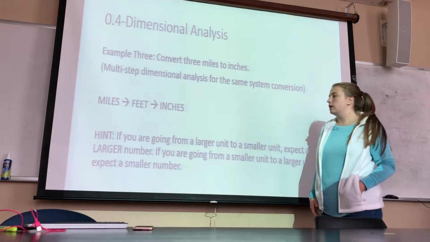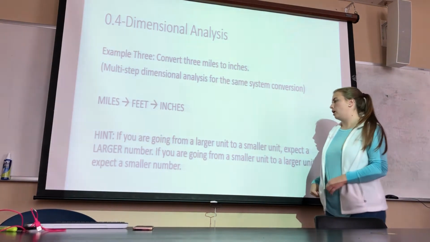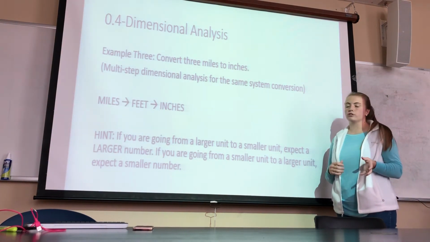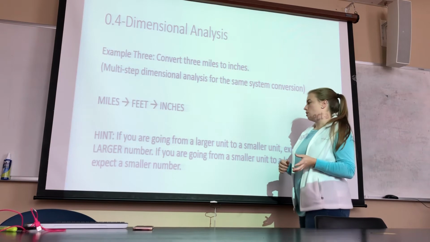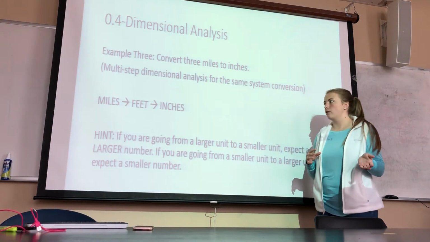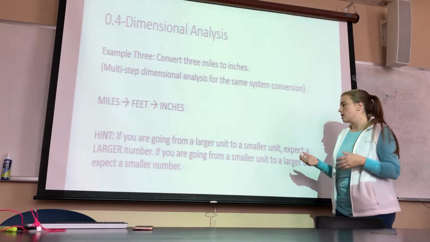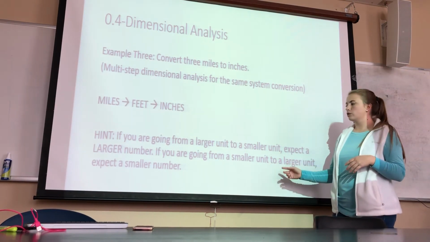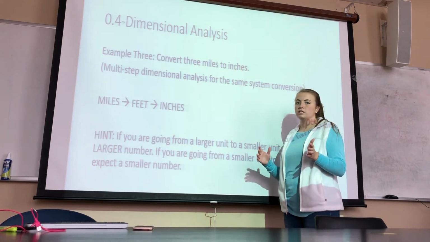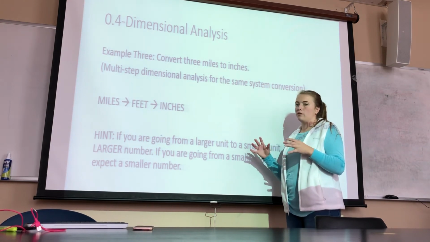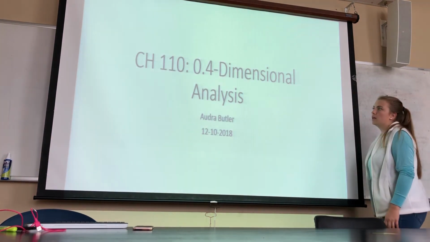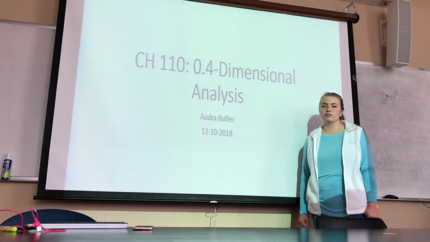Okay, and just a little hint that's helped me and it might help you. If you're going from a larger unit to a smaller unit, you can expect a larger number. So when you go from miles to inches, there's a lot more inches in a mile, so there's going to be a larger number. Whereas if you're going from a smaller unit to a larger unit, expect a smaller number. So if I'm going inches to miles, there's a lot more inches in a mile, so the number of miles will be smaller. And that's chapter 0.4, dimensional analysis.